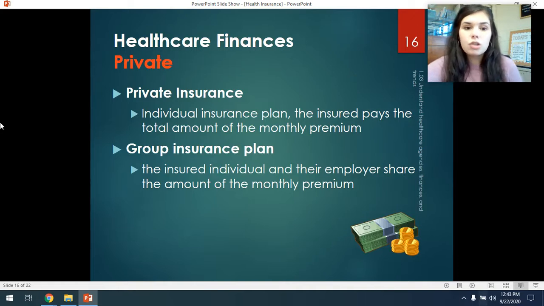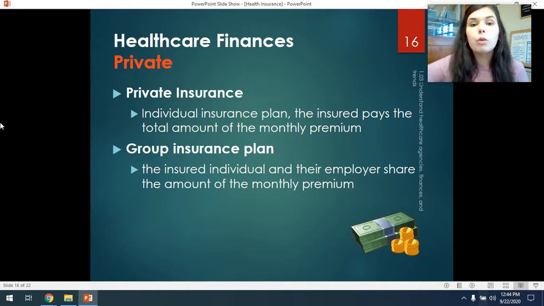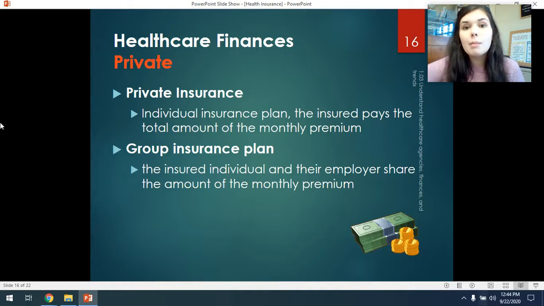Now we're moving on to private insurance. So there are different types of private insurance plans, and these are the ones you've probably heard of the most. Private insurance is any type of individual insurance plan where typically the insured person pays the total amount of a monthly premium, and sometimes they might also have a group insurance plan. A group insurance plan is when the insured individual and their employer share the amount of that monthly premium. For example, I am a state employee, being a teacher. All teachers in the state of North Carolina are considered state employees, and we are part of a group insurance plan for state employees. So that means that I pay half of my insurance premium and the state pays half, and that means I now have their health insurance.